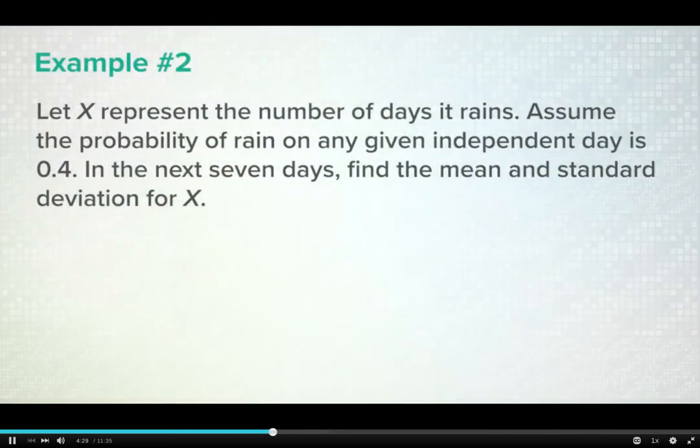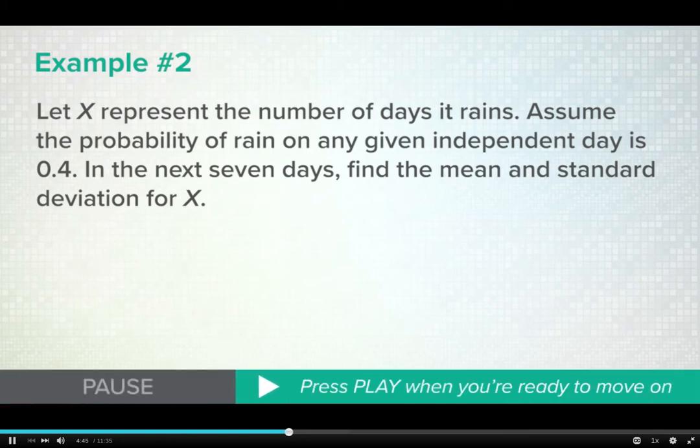Let's practice more with example number 2. Let x represent the number of days it rains. Assume the probability of rain on any given independent day is 0.4. In the next 7 days, find the mean and standard deviation for x. Pause the video to try this on your own. Press play when you're ready to resume.